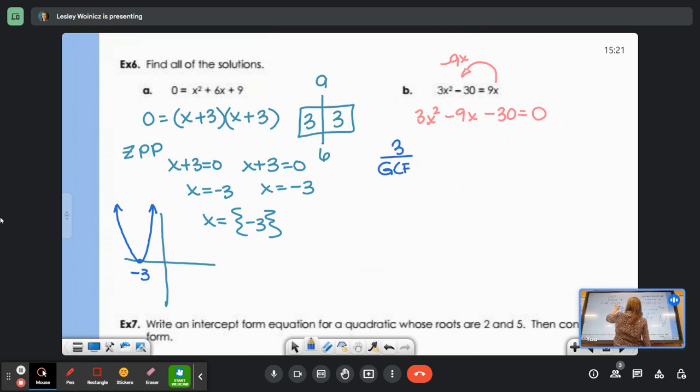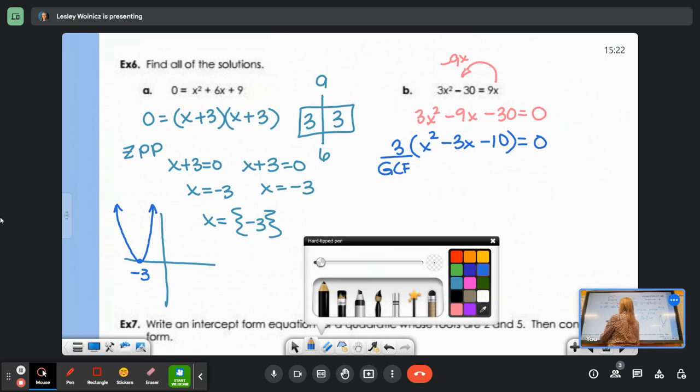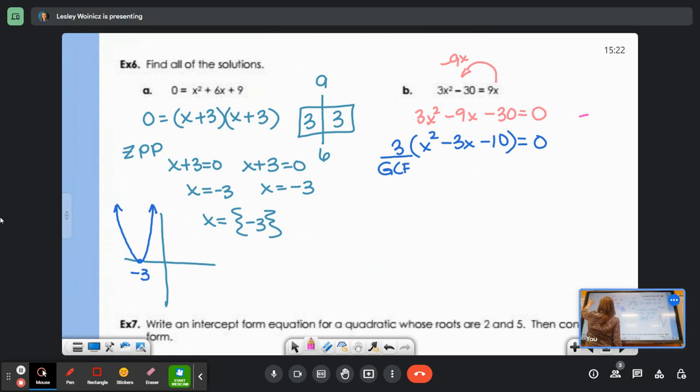So I'm going to factor out my 3. Okay, that leaves me with x squared minus 3x minus 10. Now I'm not done yet because I still want to use the ZPP. I'm going to try to factor my leftovers. So are there factors of negative 10 that sum to negative 3? Negative 2 and 5? 2 and negative 5. Okay, good.